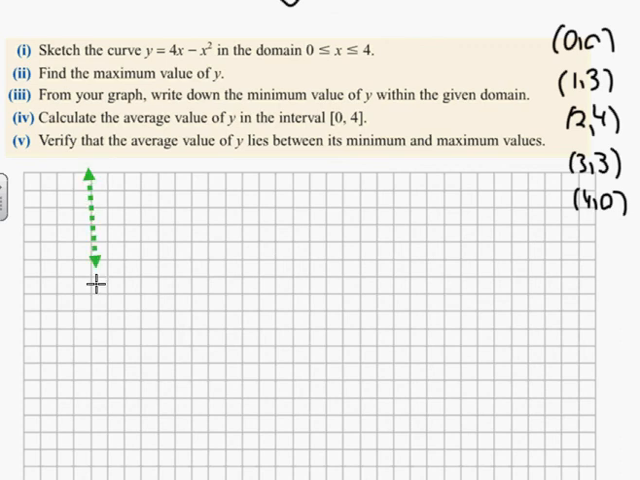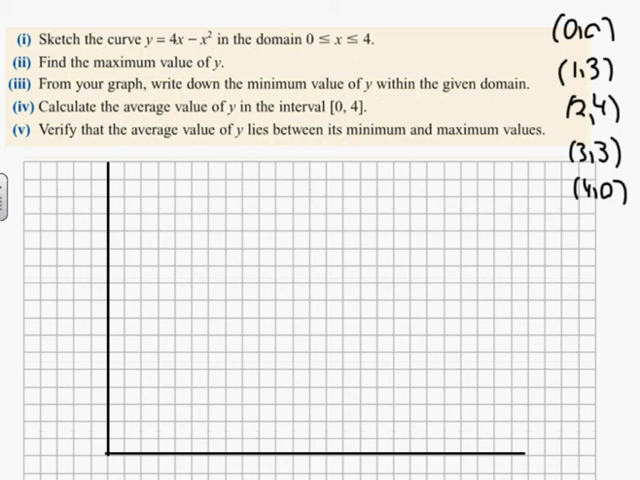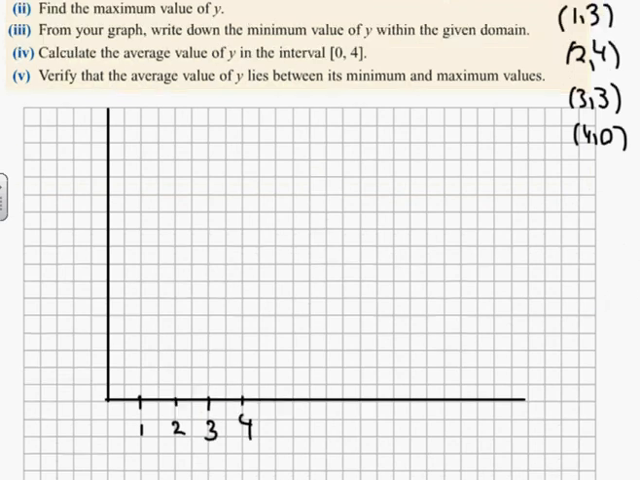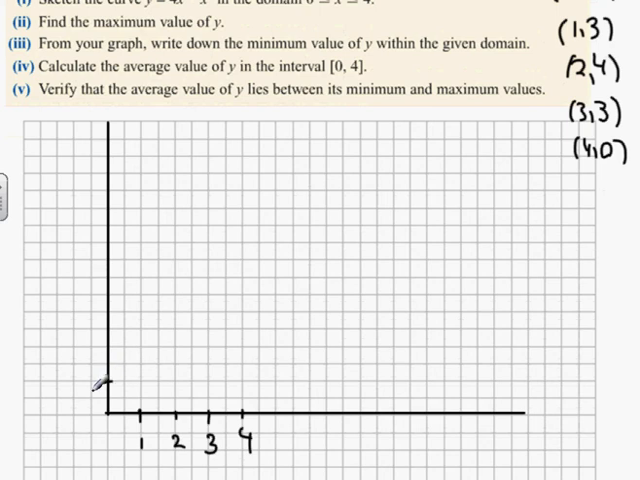Next we're going to draw that out. Here we go. So once we draw this out, we've got 1 2 3 4, 2 3 4, and then it has to go as far up as 4 on the other one, so 1 2 3 and 4. Then 0 0, 1 3, 2 4, 3 3, 4 0. And we have a typical n-shaped function with a maximum at 2 4, like so.